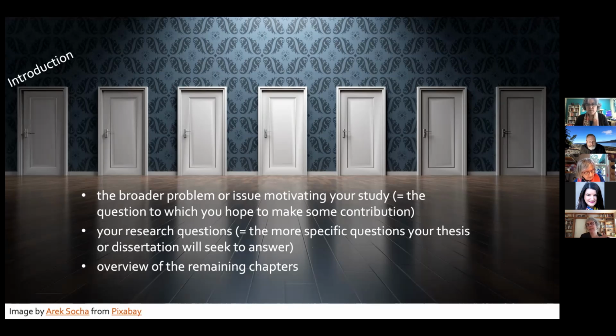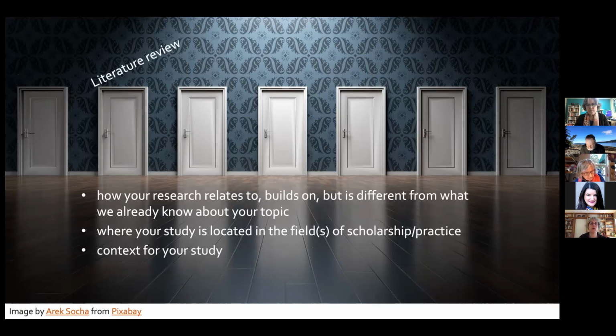So the introduction is a typical setup: tell your reader what you're going to do, both the larger issue and your particular questions. As you'll see in the example that I'll share, it's those research questions that set the reader up with particular expectations for what they're going to find in your literature review, your theoretical framework, and subsequent chapters. So the literature review, what does it do mainly?